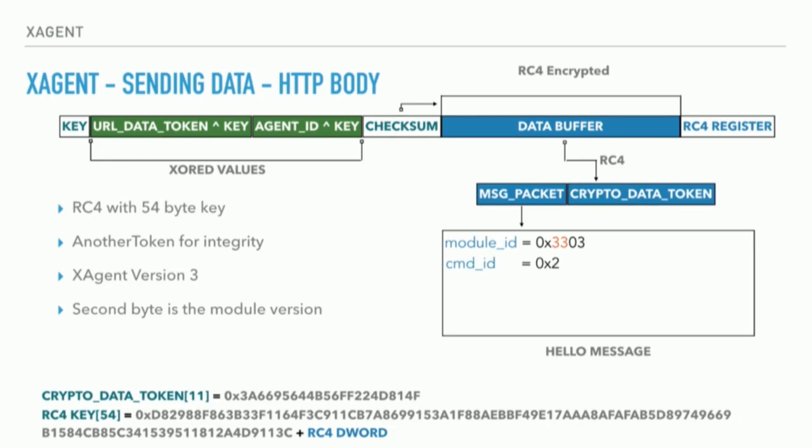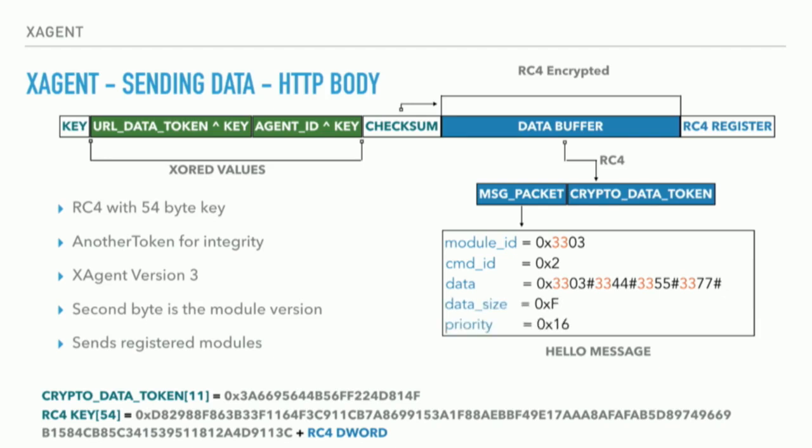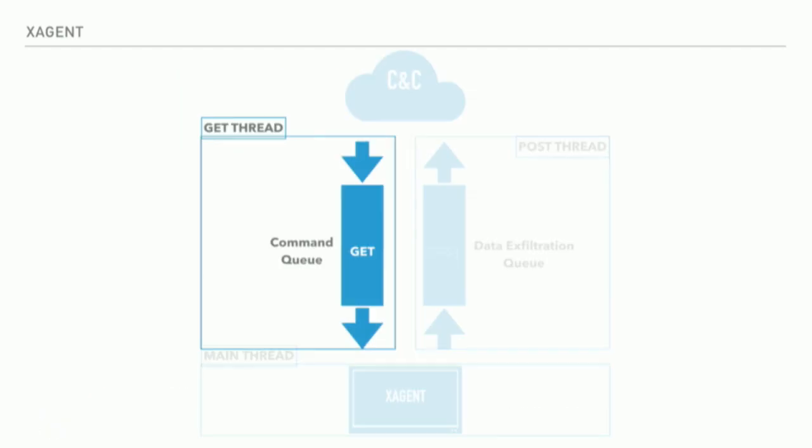A command ID, which is 2 for the hello message, and then a sequence of bytes that represent every spying module that XAgent has registered on the infected machine. Also a data size and a priority for that message. Okay, so this is how data is sent to the server.